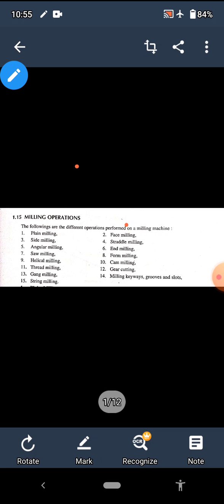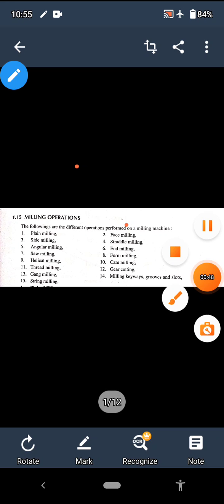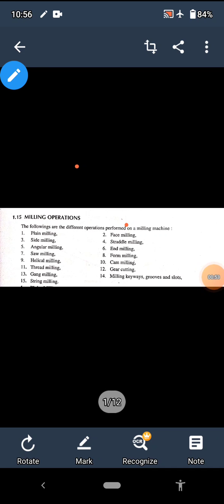The names are plane milling, face milling, side milling, straddle milling, angular milling, end milling, saw milling, form milling, helical milling, cam milling, thread milling, gear cutting, gang milling, milling keyways, grooves and slots. So we will discuss these operations one by one with the help of figures.